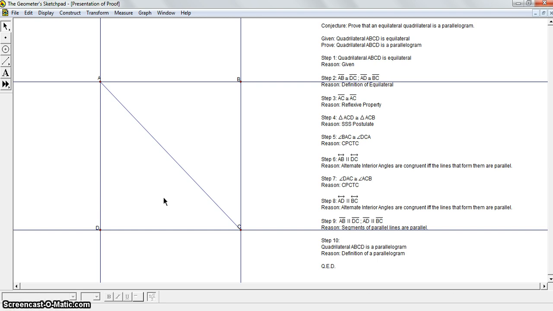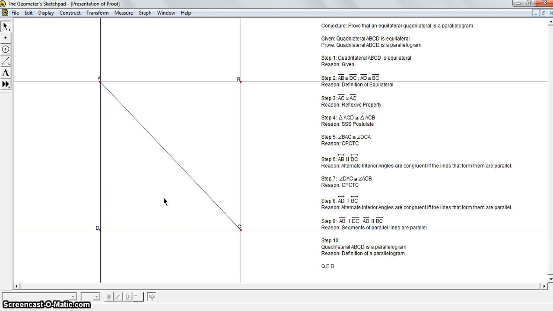For steps 7 and 8, I repeat what I did in steps 5 and 6. I use CPCTC to conclude that angles BAC and ACB must be congruent. And then using the alternate interior angles theorem, I conclude that lines AD and BC must be parallel because the alternate interior angles were congruent.